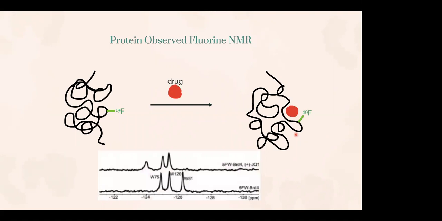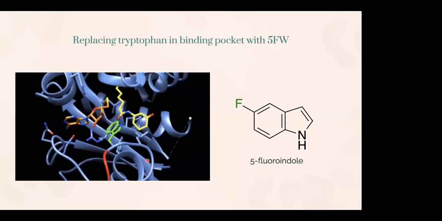So this is an example from the literature showing a fluorinated protein. In this case, it's called bromodomain 4. So this is the fluorine peaks of the active site without a drug, and this is it with a drug. So you can see that there is a really significant change in the chemical shift, and therefore we can assume that there is a pretty significant change in the conformation of the active site.